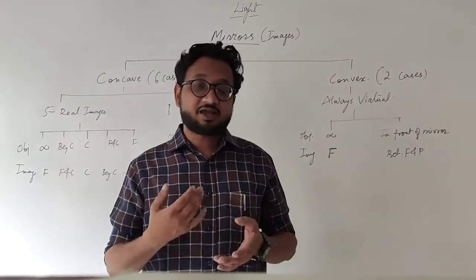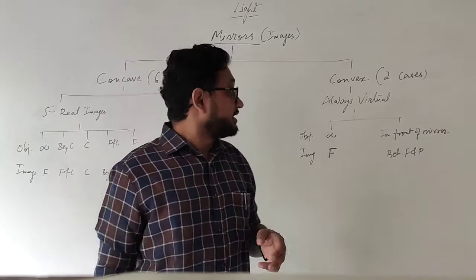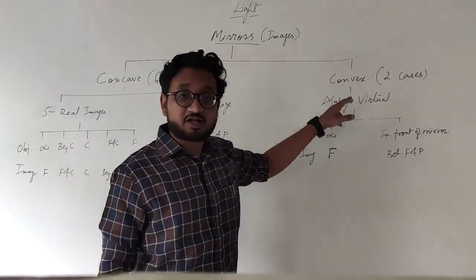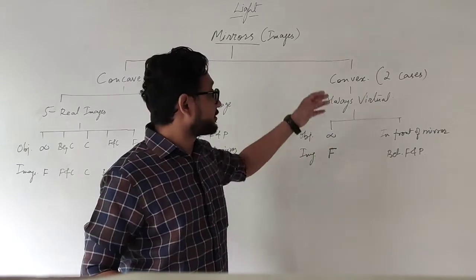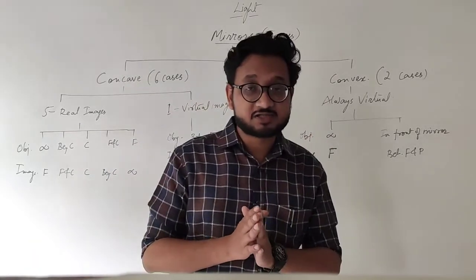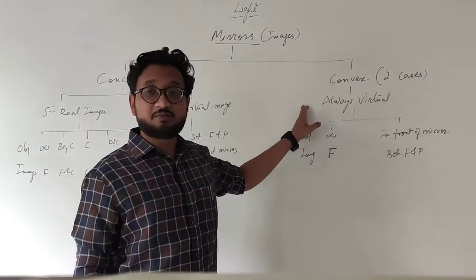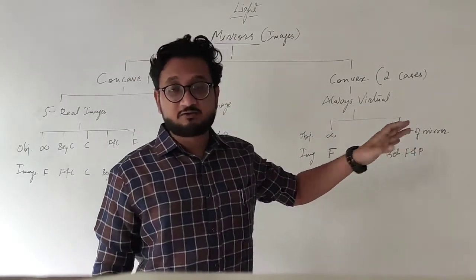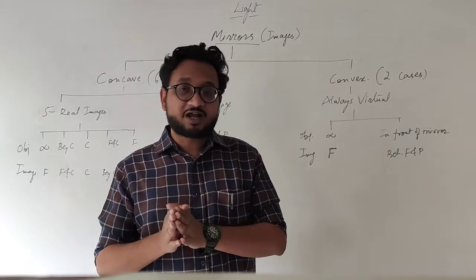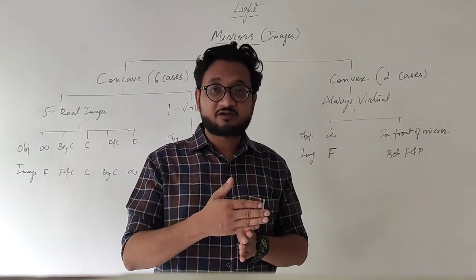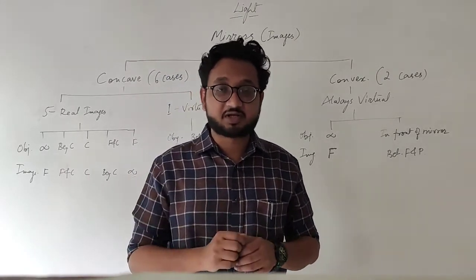For example, in the exam, if you get a trick question that in a convex mirror a real image is formed, then you are supposed to give the answer that in a convex mirror there can never be a real image formed, because in a convex mirror the image is always virtual, formed behind the mirror. It is a diverging mirror, so the rays of light will never meet in real life, and therefore virtually they will meet behind the mirror only.